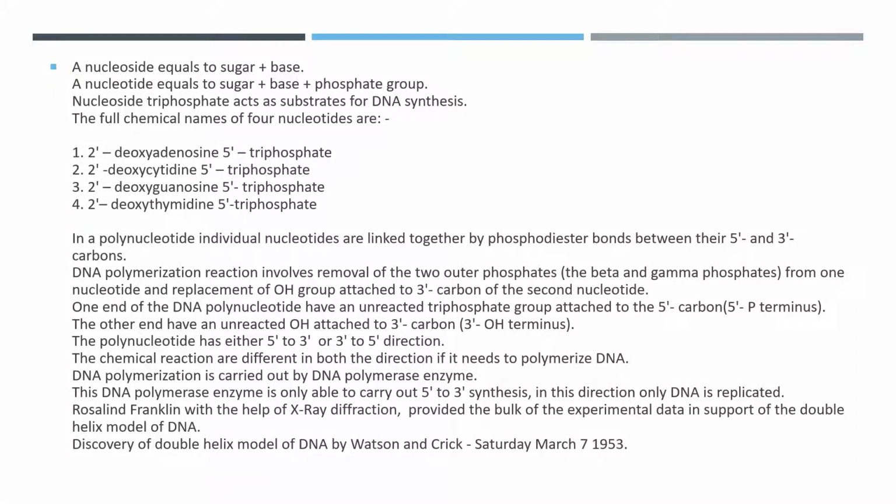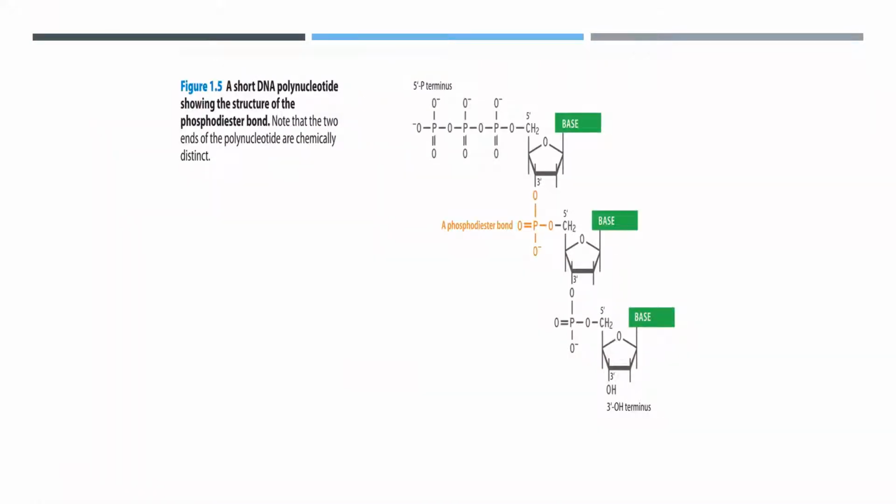Rosalind Franklin, with the help of X-ray diffraction, provided the bulk of the experimental data in support of the double helix model of DNA. Discovery of the double helix model of DNA by Watson and Crick, Saturday, March 7, 1953. A short DNA polynucleotide showing the structure of the phosphodiester bond. Note that the two ends of the polynucleotide are chemically distinct.